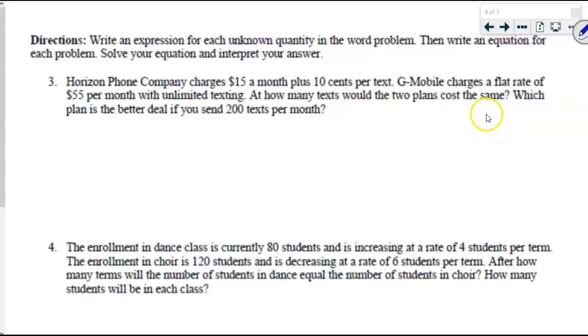Which plan is the better deal if you send 200 texts per month? With your groups, I want you to at least get started. Then we'll go over it together, but at least get started with your groups. Pausing the recording, ready, set, go.